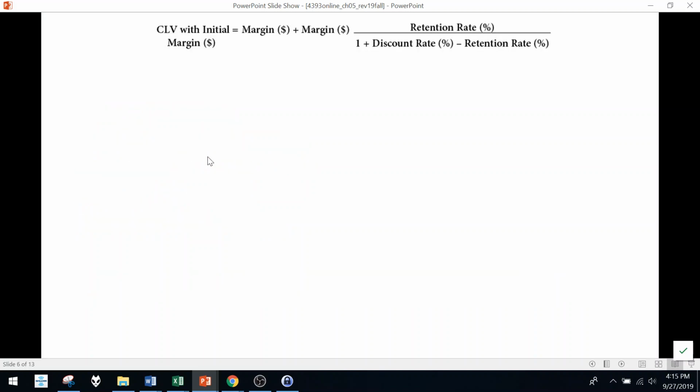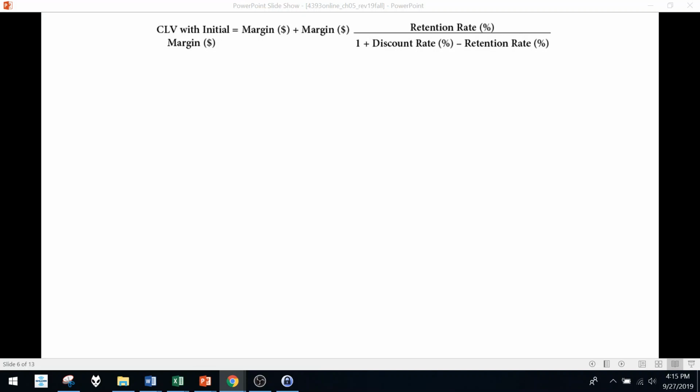Okay, then we have something called customer lifetime value with initial margin. So sometimes when you sign up for a service, for example, you sometimes have to pay something up front. Okay, it could be 1 month of service, or it could be some special sign-up fee, registration fee. It could be anything like that. Okay, so we can account for that.